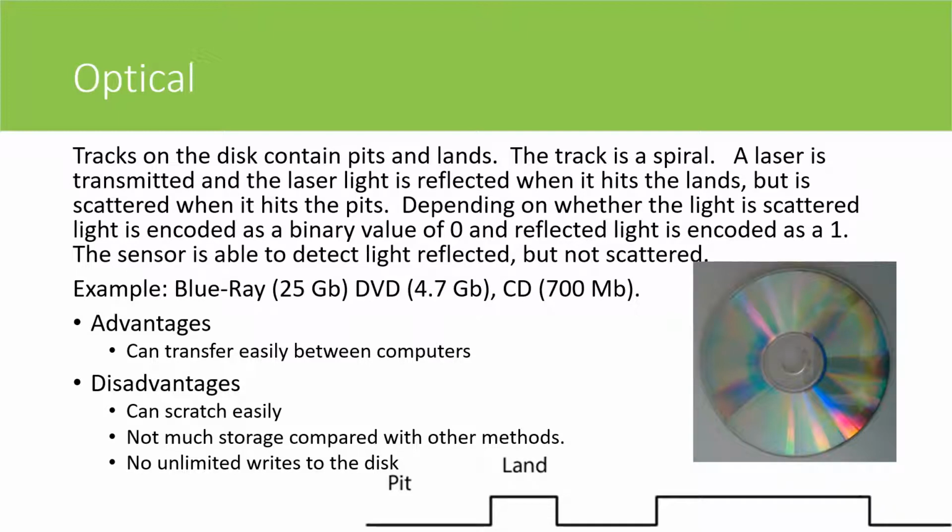For optical forms of secondary storage, we're all familiar with CDs and DVDs, and that's what we mean by optical storage devices. In this situation we have tracks on the disk that contain pits and lands. The track is a spiral. A laser is transmitted and the laser light is reflected when it hits the land and is scattered when it hits the pit. Scattered light is encoded as a binary value of 0 and reflected light is encoded as a 1. The sensor is able to detect reflected light but not the scattered light, so it encodes that as 0s and 1s.